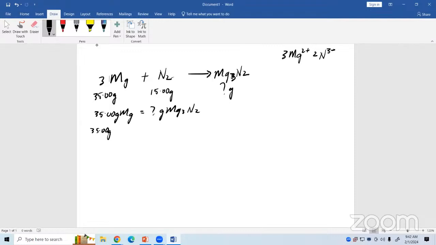All right, so 35.00 grams magnesium is what we're going to start off with. And the first thing I would do is convert that to moles. So I would have 1 mole here divided by the molar mass of magnesium, which is 24.31 grams of magnesium. And then I would determine the mole ratio between the magnesium and the magnesium nitride, which is a 3-to-1 mole ratio. I'm going to put 3 moles of magnesium down here and 1 mole of the magnesium nitride above. And I would work that out. Let me get my calculator here.